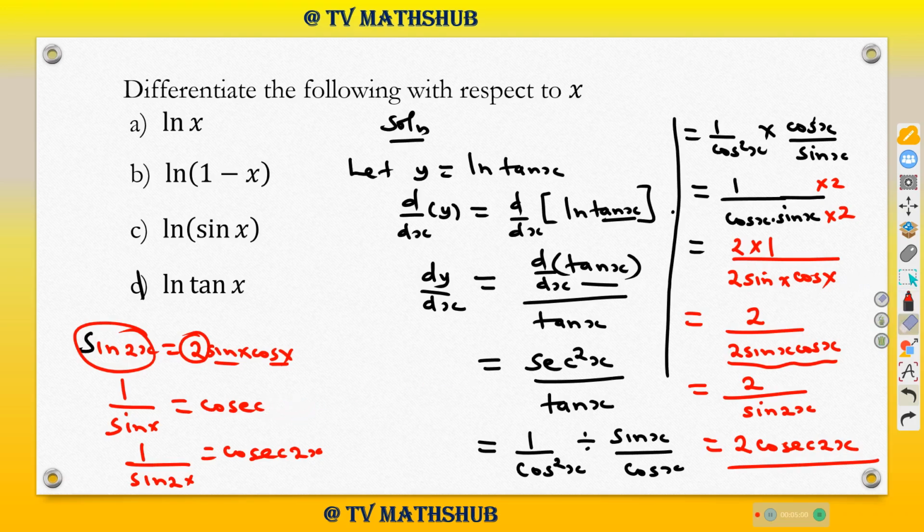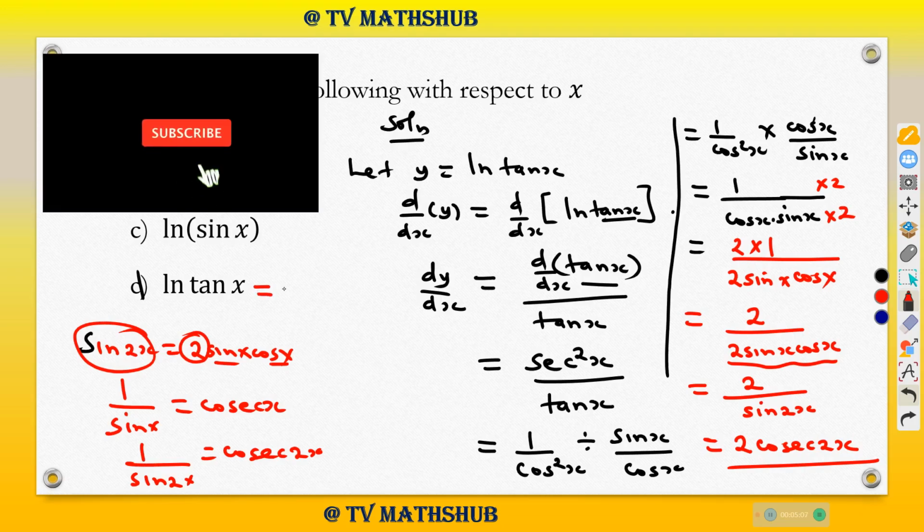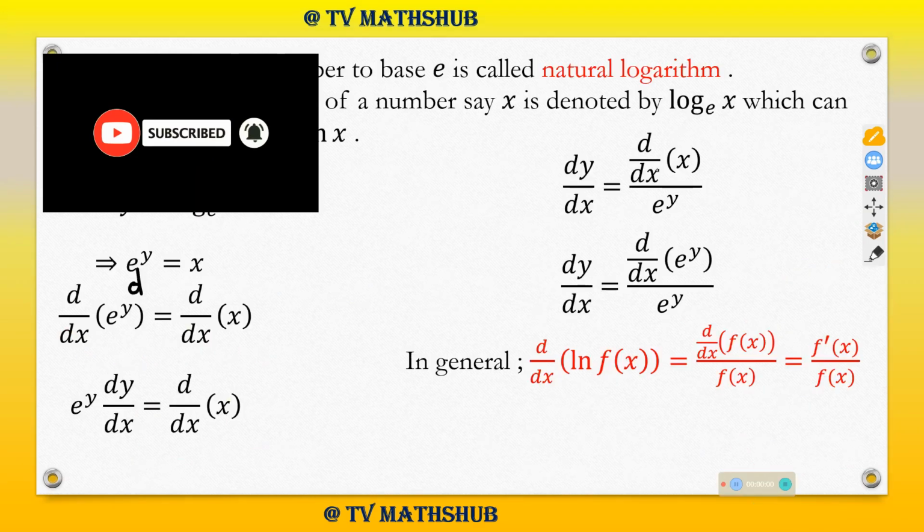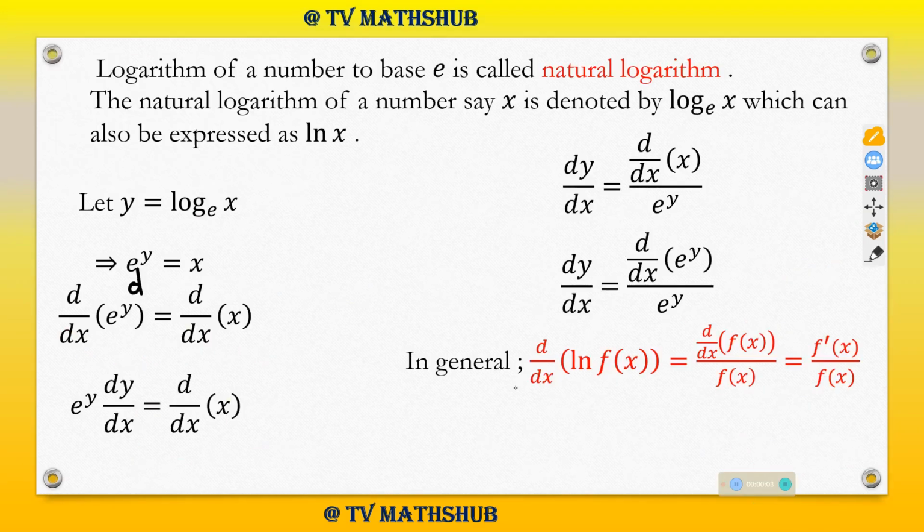So this means that when you differentiate ln tan of x, you will get 2 cosec of 2x. In conclusion, we shall be saying that in general, whenever you are differentiating ln of any given function, you will differentiate the function, then you divide by the same function. This is the guiding principle. So whenever you know this, you can always differentiate ln of any given function.